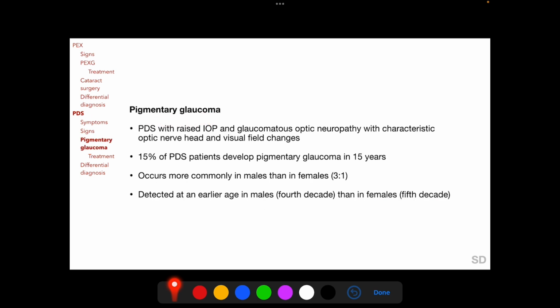Pigmentary glaucoma is defined as occurrence of raised intraocular pressure in a patient with pigment dispersion syndrome resulting in glaucomatous optic neuropathy with characteristic optic nerve head changes and visual field defects. Only 15% of pigment dispersion syndrome patients develop pigmentary glaucoma in 15 years' time. As we have mentioned, pigmentary glaucoma occurs more commonly in males than in females in a 3:1 ratio, and is detected at an earlier age in males as compared to females.